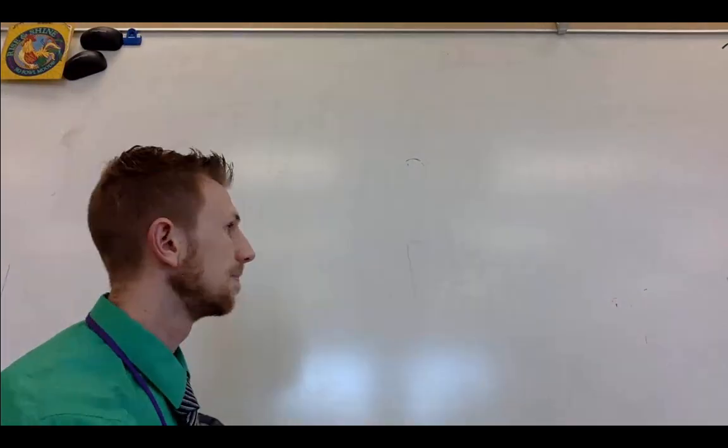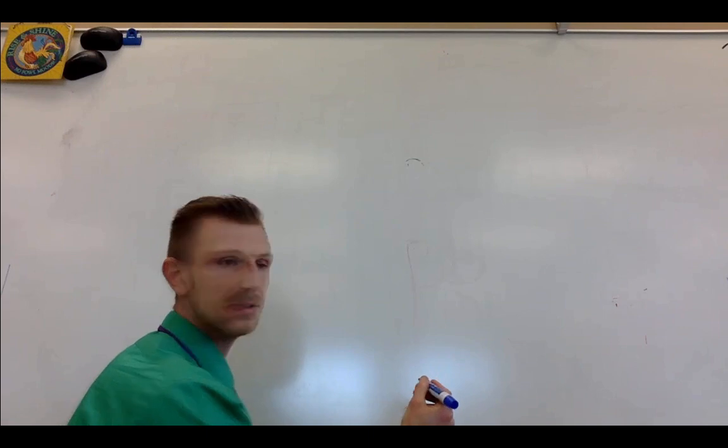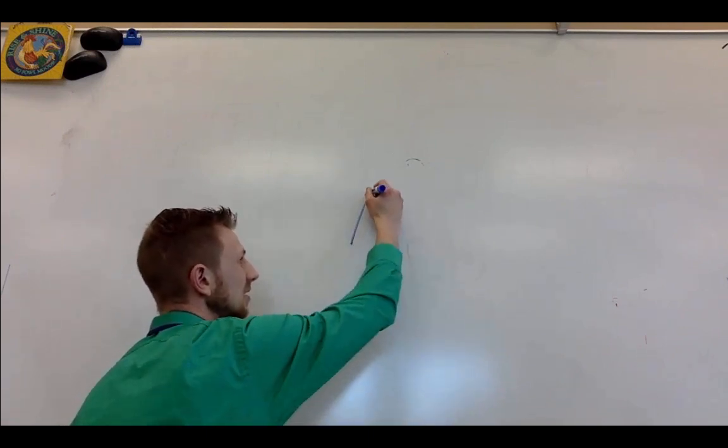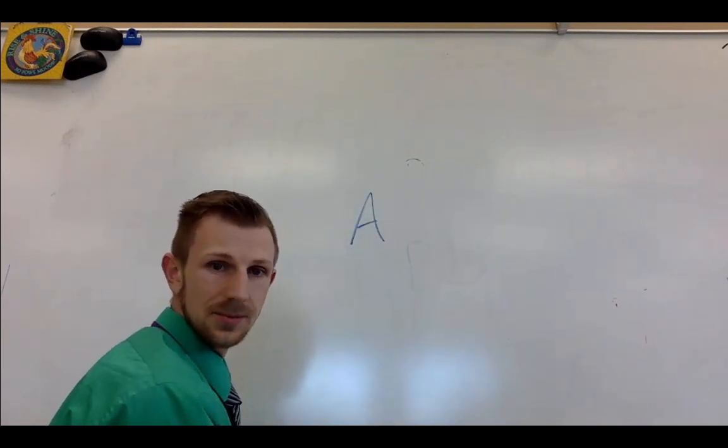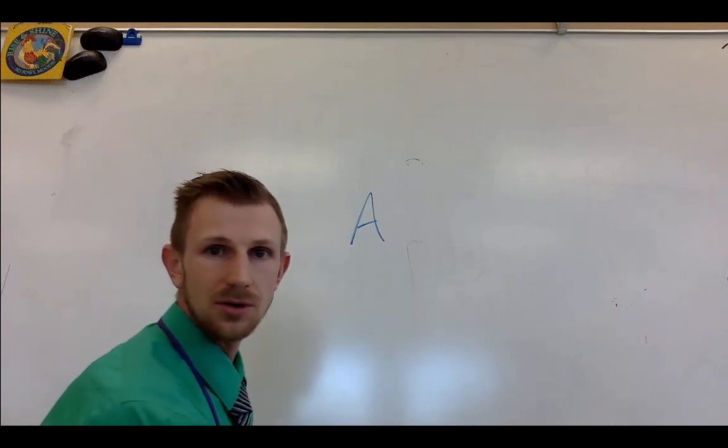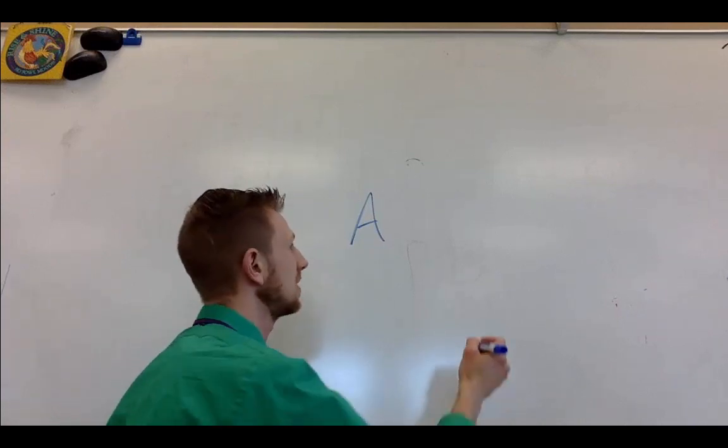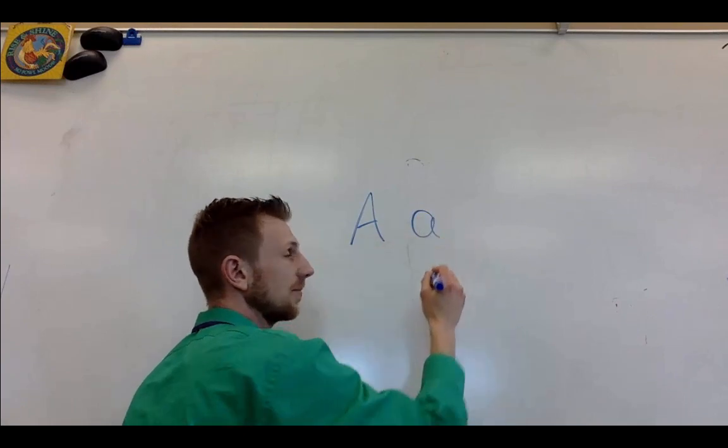So in genetics, you have these different things called alleles. You have a dominant allele, and I'll just use A here. And the dominant allele can always cover up what we call the recessive allele. So the recessive allele might be the lowercase a, okay?